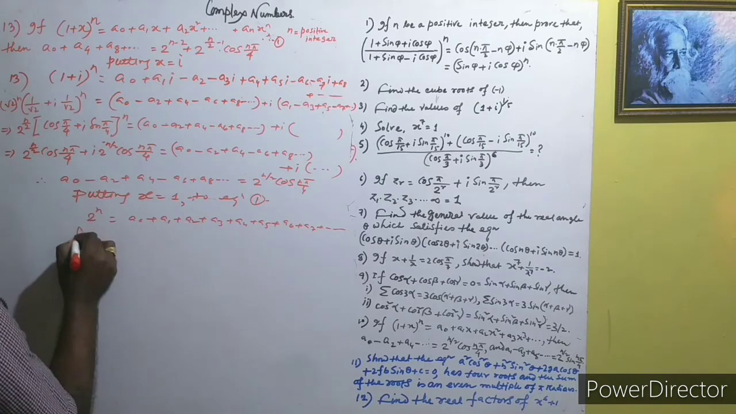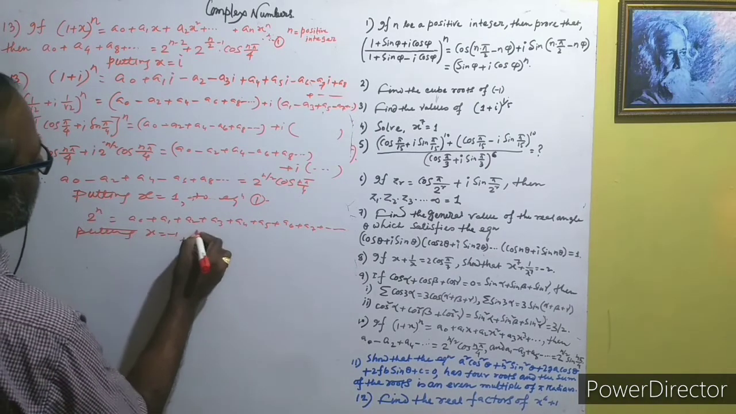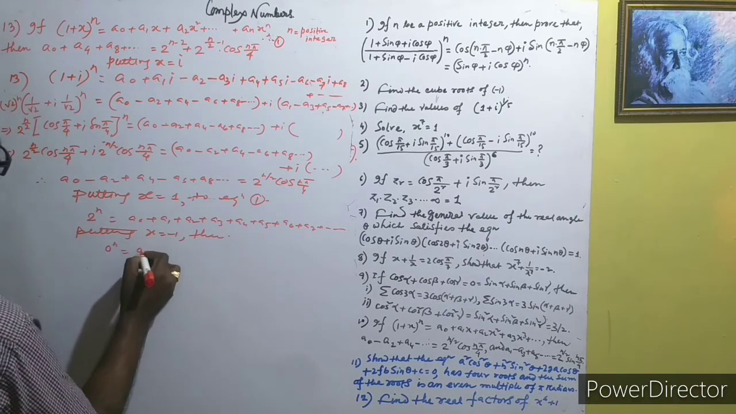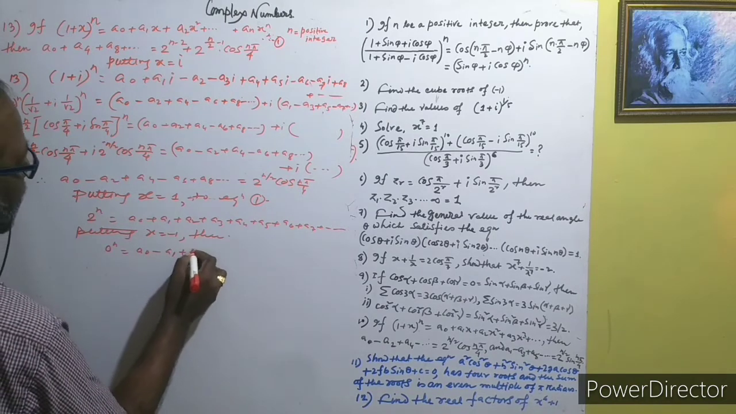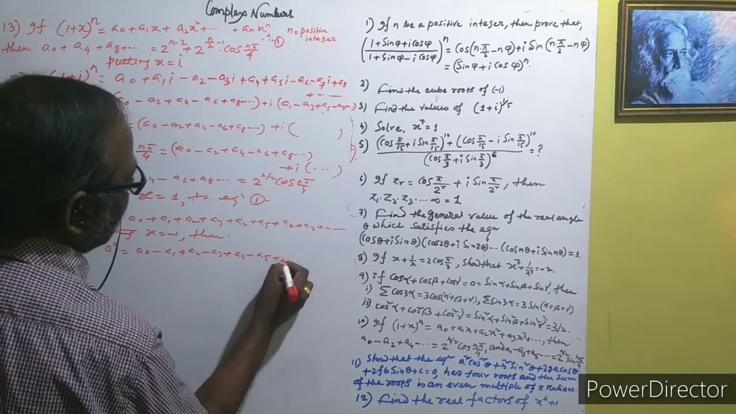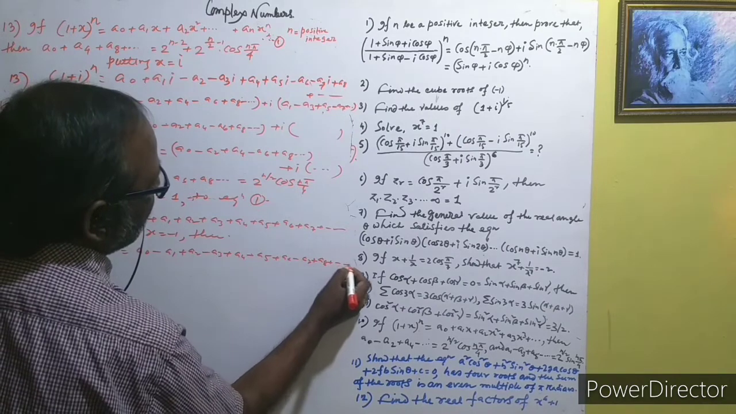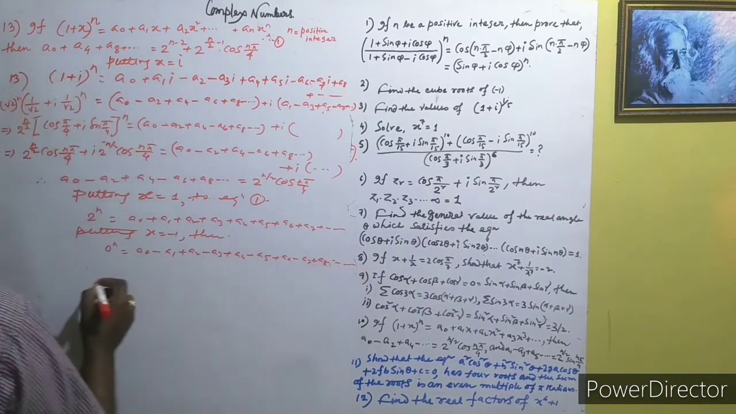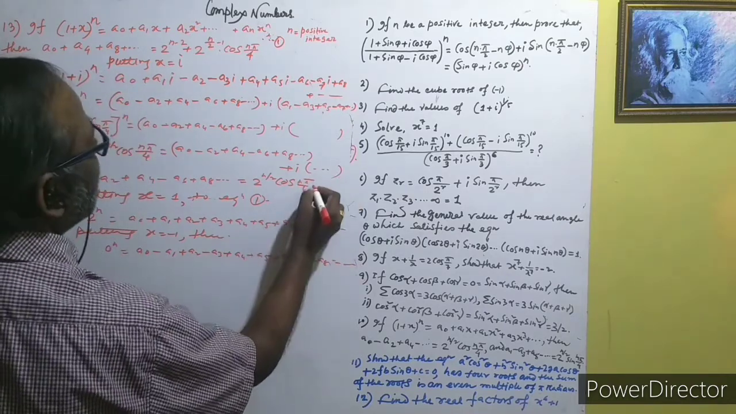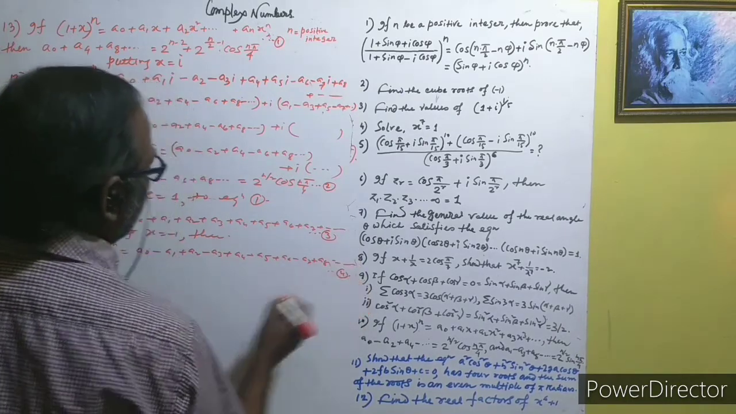And again putting x equal to minus 1, then 0 to the power n equals a0 minus a1 plus a2 minus a3 plus a4 minus a5 plus a6 minus a7 plus a8. Okay, so this is the numbering, and we get here equation 2, equation 3, and equation 4.